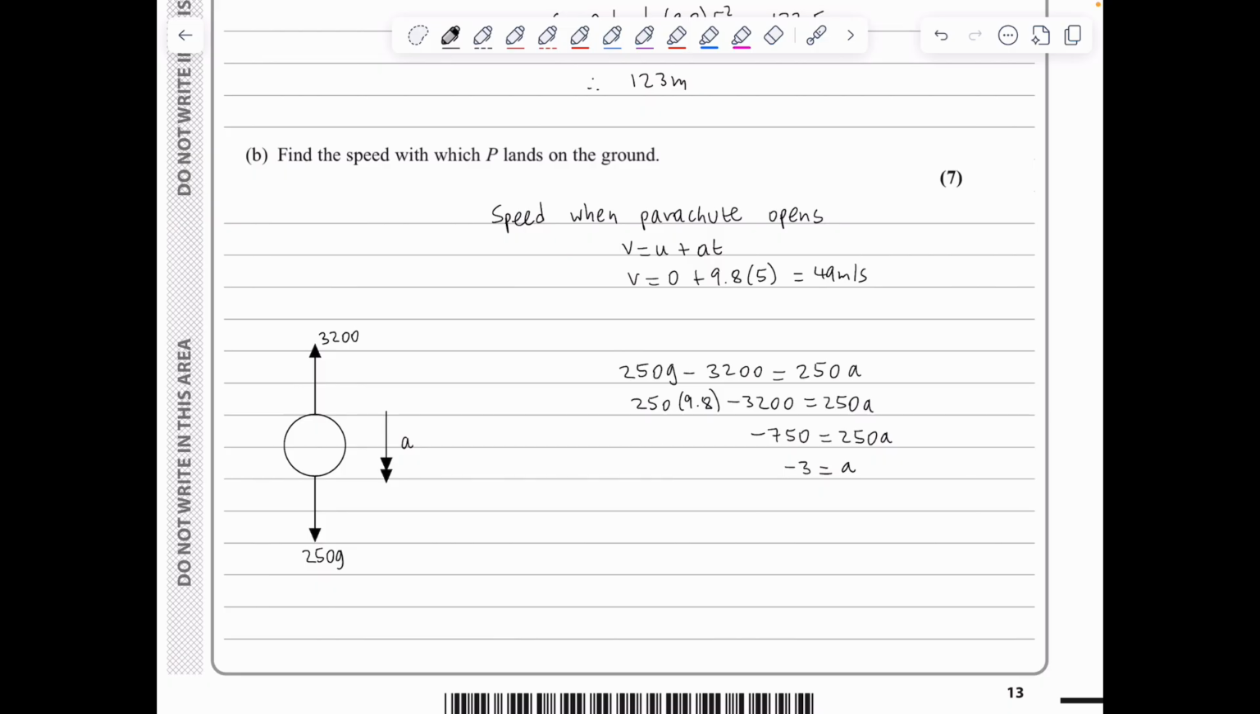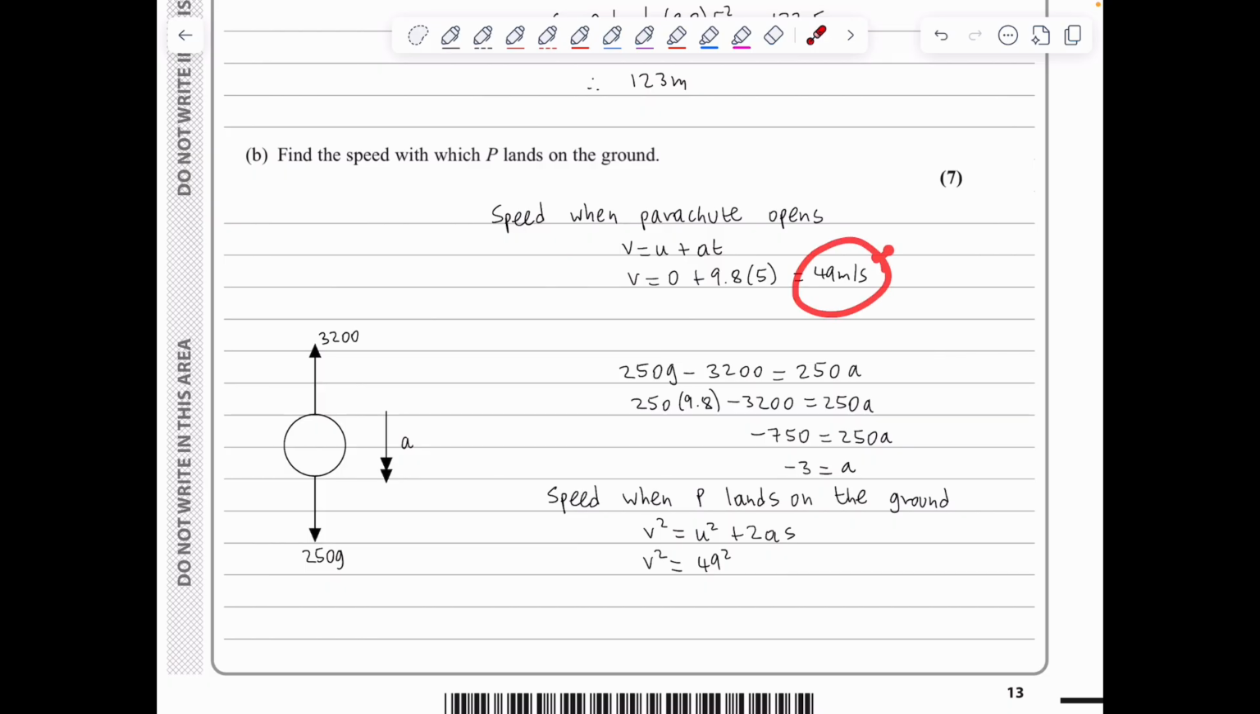Which means I can proceed with SUVAT equations for the part of the journey when the parachute is open, and therefore we're experiencing now a constant deceleration of 3, and this will help us find the speed when P lands on the ground. I'll be using v squared is u squared plus 2as. We're trying to find v, so v squared will be the 49 squared because the initial velocity for the part of the journey when the parachute opens is 49 meters per second.